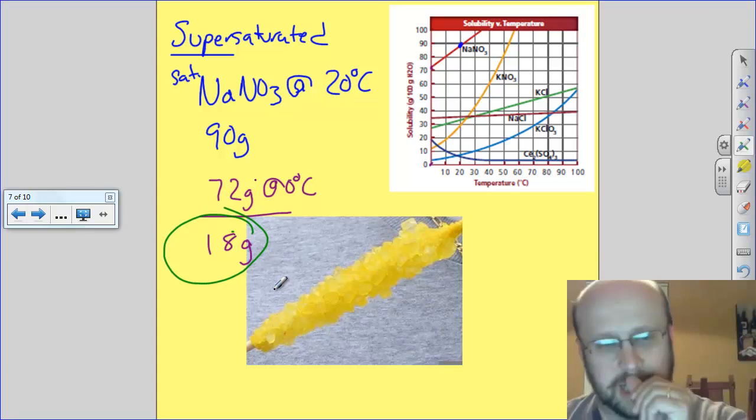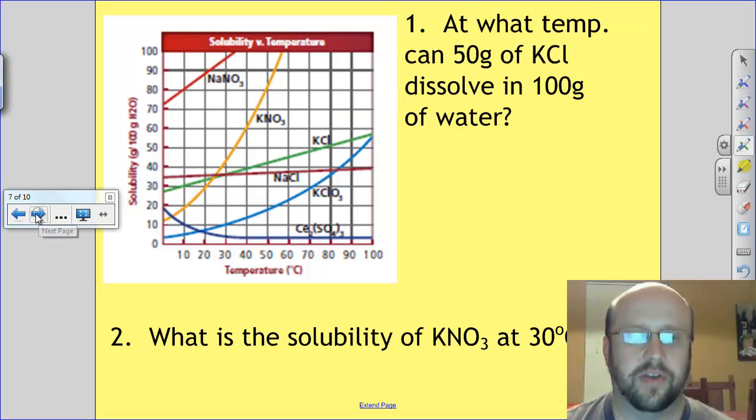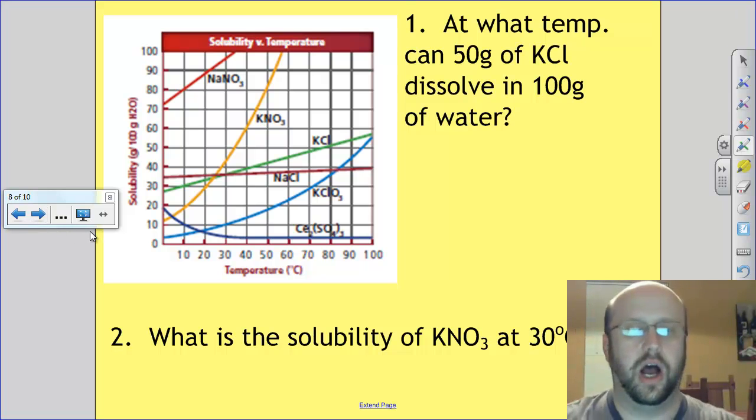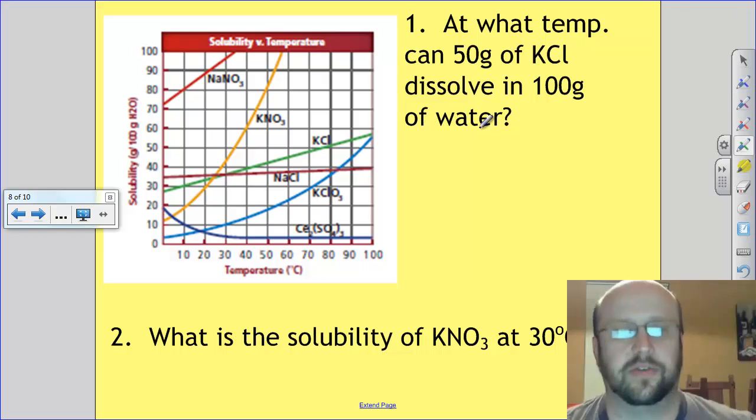Because it was supersaturated. Okay? So that's how we use a solubility graph. And what I'm going to do is walk you through a bunch of problems. If you turn your note sheet over, we're going to walk through a few problems about how we apply this and what we actually do and what kinds of questions we can answer from a solubility chart.